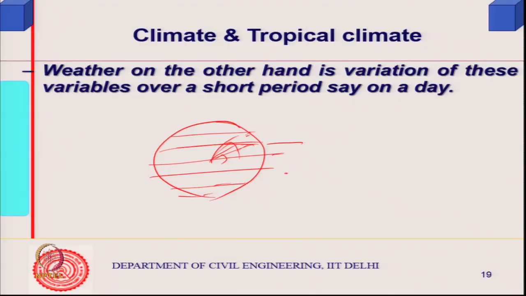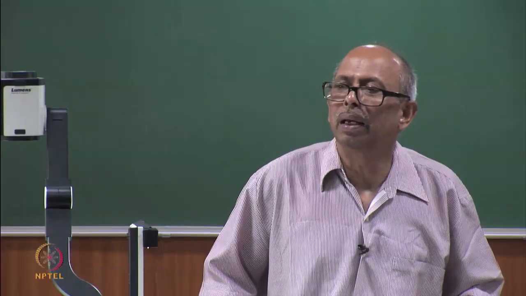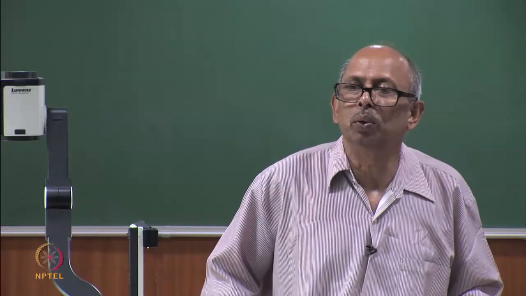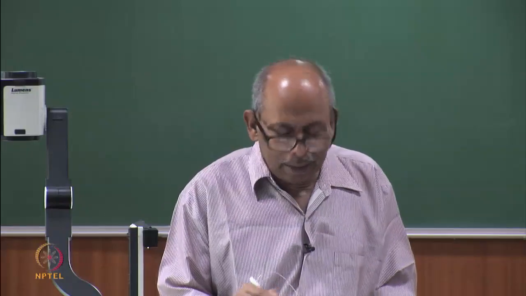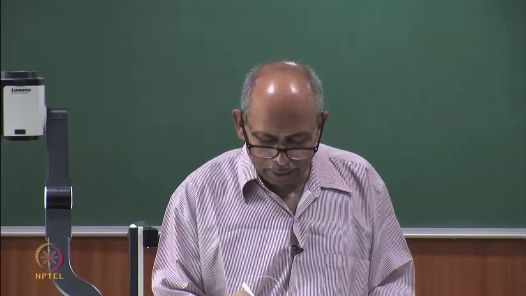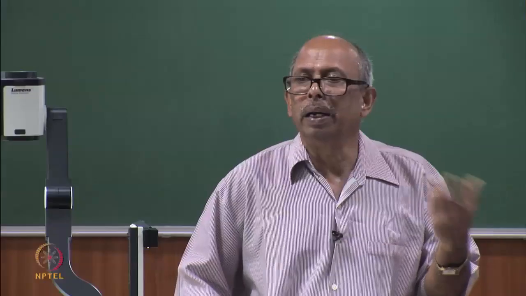Up to plus 30 to minus 30 degrees, we can consider one zone, which we call the tropical climatic zone; the climate there is tropical climate. Then 30 to 60 on this side and 30 to 60 on the other side would be subtropical. Beyond that is polar, 60 to 90, Arctic or Antarctic, whatever it is.